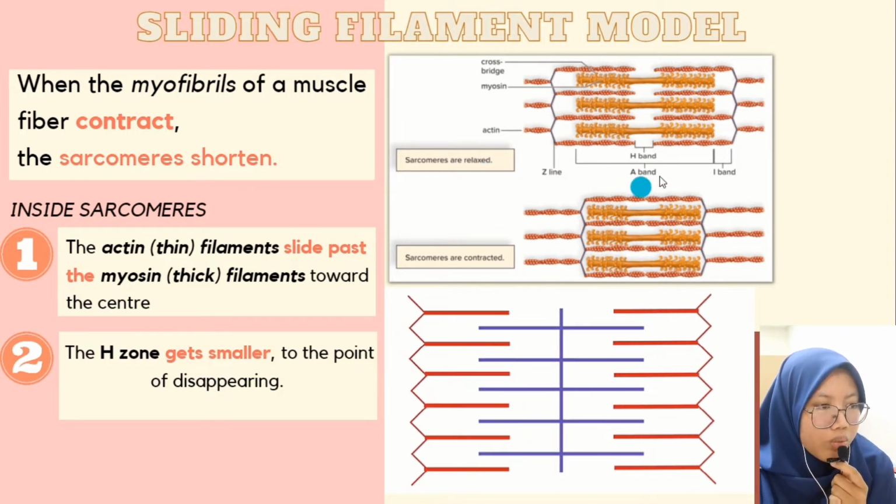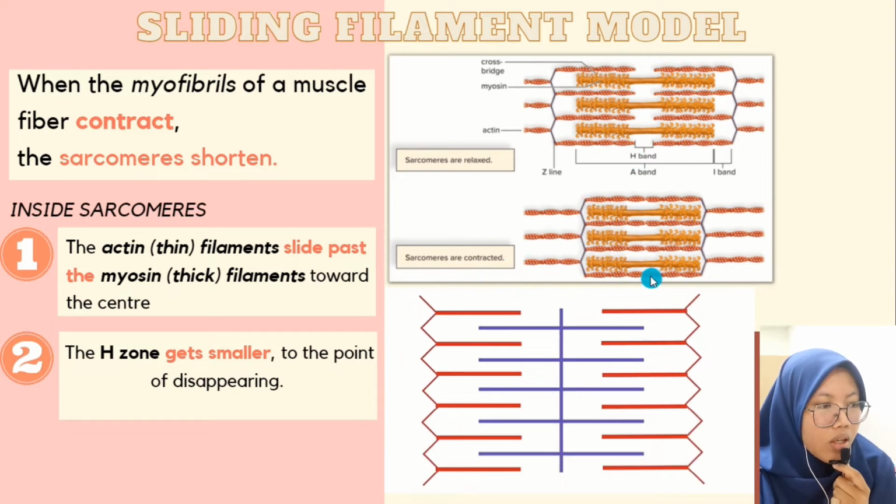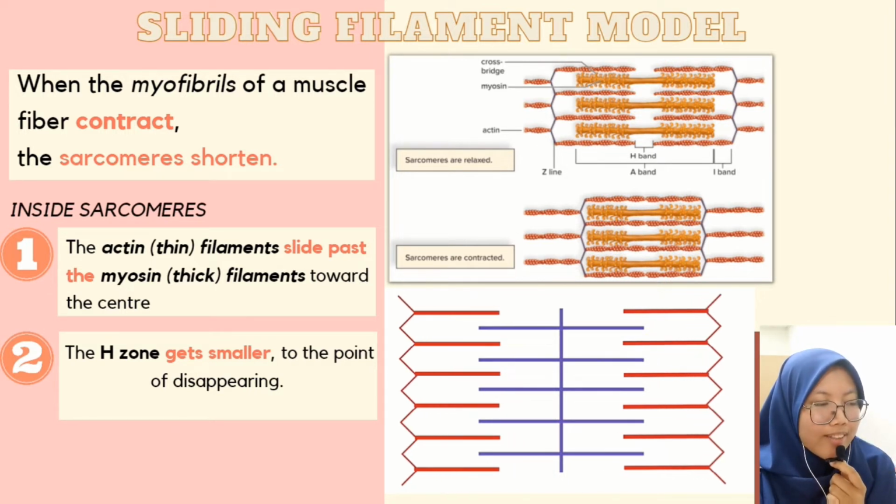And this is the condition when the sarcomere is relaxed. You can see the H band, or we can say H zone, has a distance, and when it contracts, the H band disappears. We cannot see the H band. So that's the simple mechanism of the sliding filament model. I will pass to the next presenter.